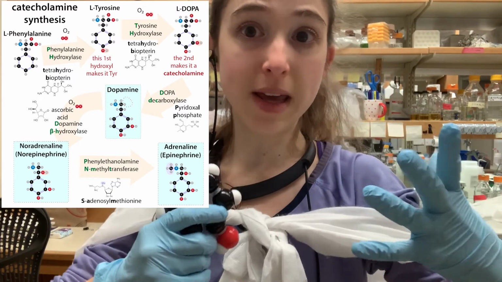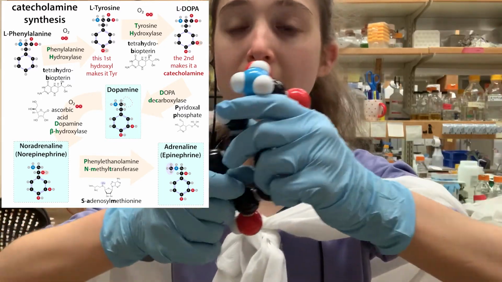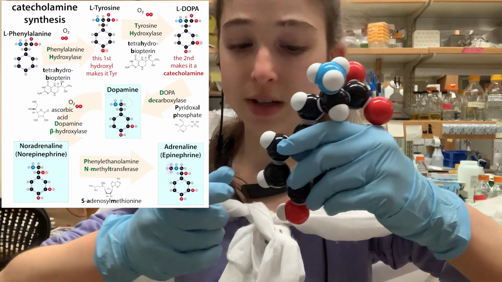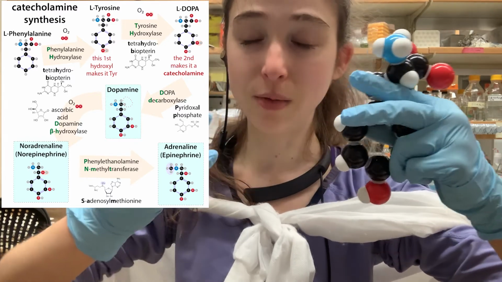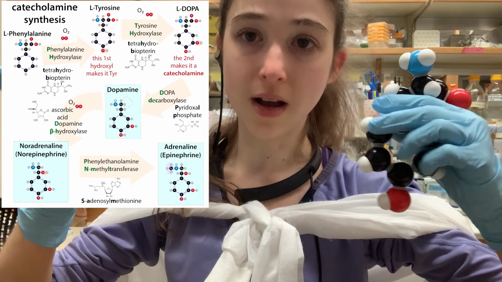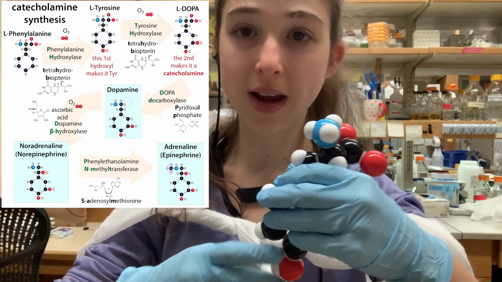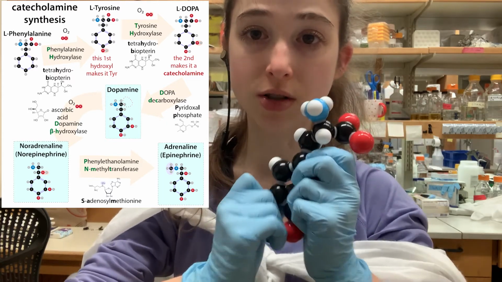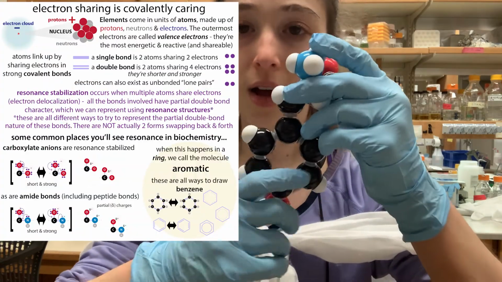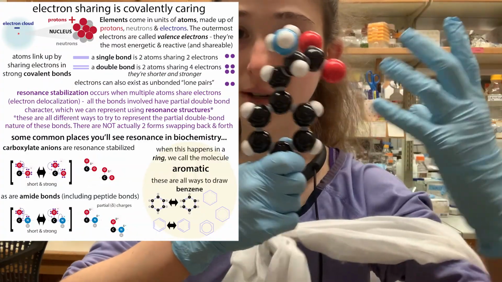This is going to make it more soluble, yay! And it's also going to give it a new name. We call it L-DOPA, but we also call it a catechol. A catechol is where you have two hydroxyl groups on a benzene ring. So this is the benzene ring, like we were talking about yesterday.